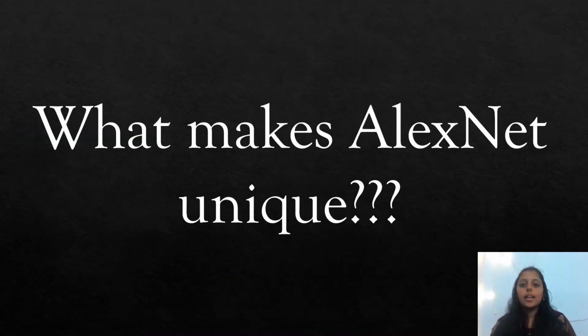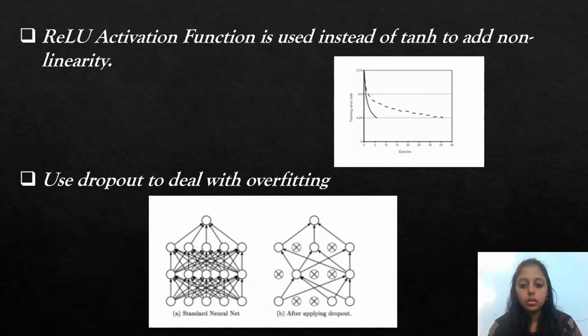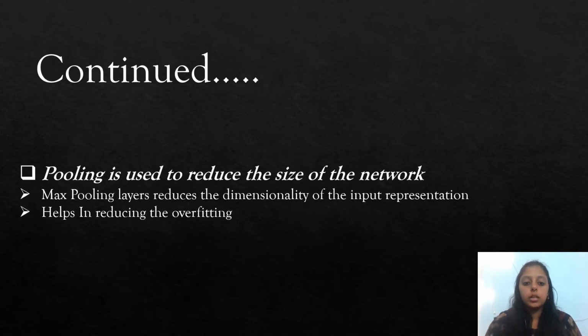But how is AlexNet unique from the other existing architectures? There were 3 factors which made AlexNet unique from the other architectures. First factor was usage of the ReLU activation function, which added nonlinearity. The second was the usage of dropout. Dropout is a regularization technique to deal with overfitting and which improves the generalization of deep neural networks. And the third factor was pooling. Pooling is used to reduce the size of the network and it also helps in reducing overfitting. So this is about AlexNet.